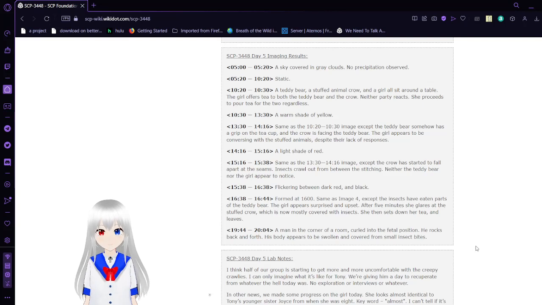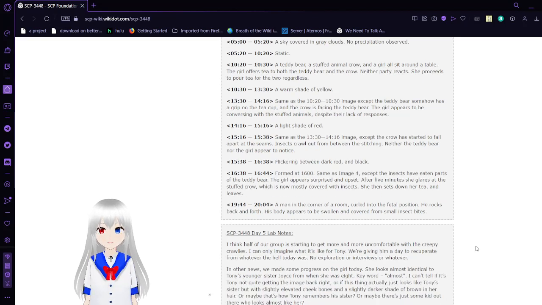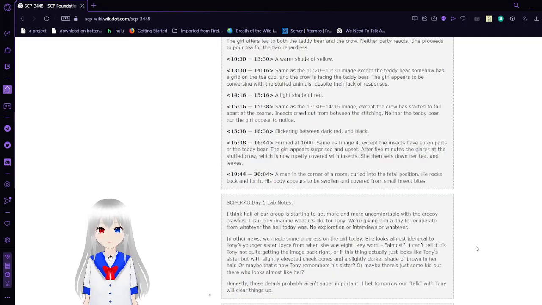10:30 to 13:30, a warm shade of yellow. 13:30 to 14:16. Same as the 10:20 to 10:30 image, except the teddy bear somehow has a grip on the teacup and the crow is facing the teddy bear. The girl appears to be conversing with the stuffed animals despite their lack of response. 14:16 to 15:16, a light shade of red.